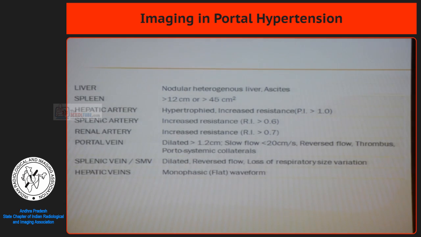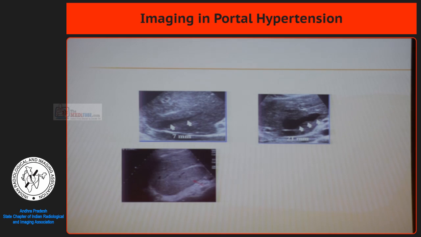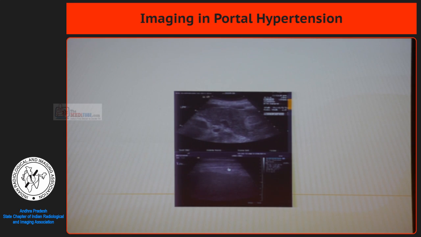It will be a nodular, heterogeneous liver, and the presence of ascites, and the spleen will be enlarged, and the portal vein being dilated with all these parameters: slow flow, reverse flow, thrombus, and the increased resistive indices of the hepatic artery, splenic, and the renal arteries. So, what we look for in cirrhosis is the surface nodularity and the heterogeneous echotexture. Heterogeneous, most of us are familiar with, we say heterogeneous or a coarse echo pattern. One we need to look for is the surface nodularity.